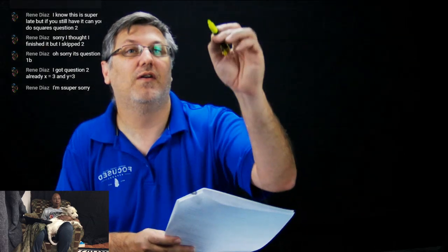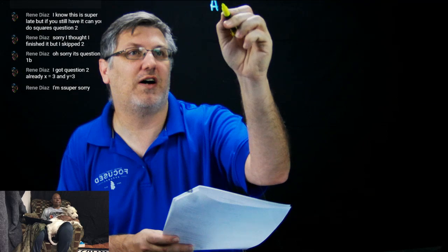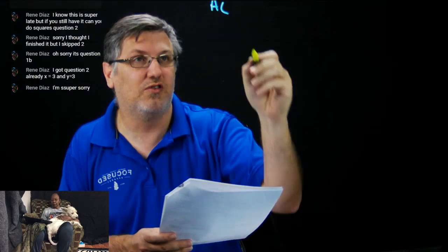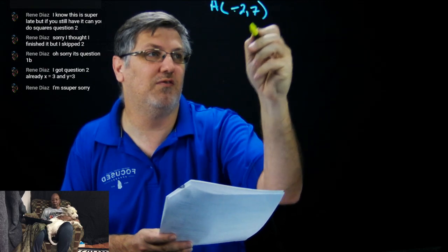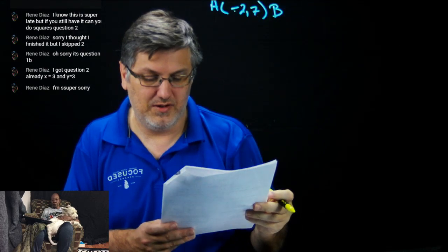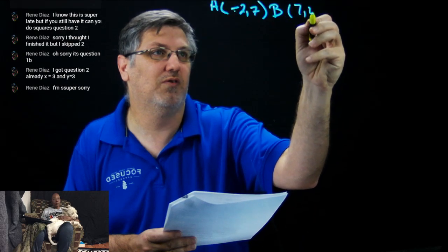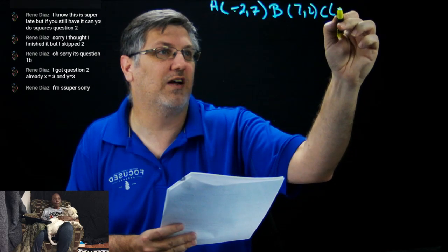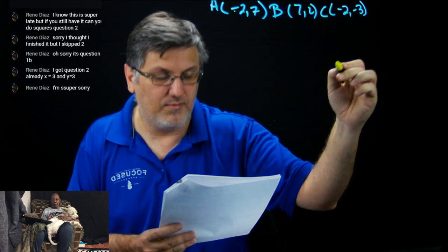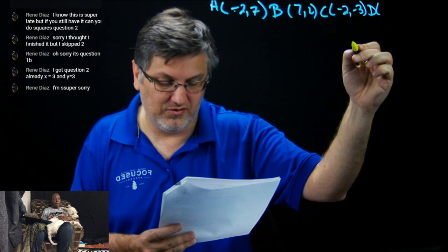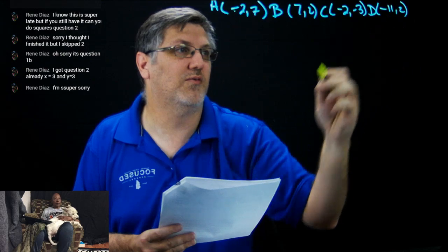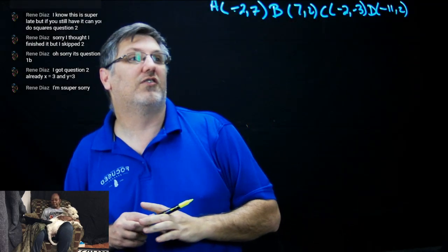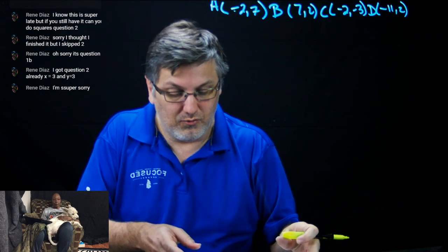I don't know. All right, 1B. We basically want to know if it's a rectangle, rhombus, or a square. I have point A, which is a little high, so I'll drop it down a little bit, which is -2, 7. We have point B, which is 7, 2. We have point C, which is -2, -3. And then we have point D, which is -11, 2. Okay. All right, so we want to figure out, is this a rectangle, rhombus, or square?